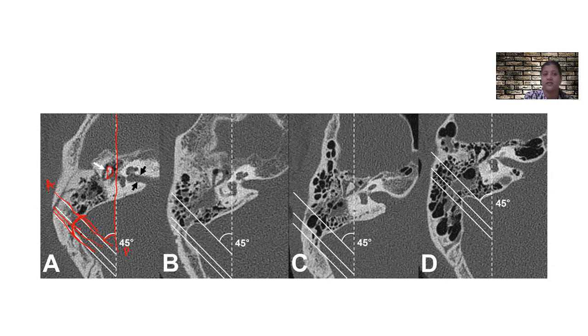Now, if the pneumatization of the air cells is extending only up to the first line, then you call it non-pneumatized or poorly pneumatized mastoid. If it is extending between the first line and the second line, it is partially pneumatized mastoid. If it is extending beyond the second line into the third line, it is pneumatized mastoid. And if it is extending beyond all three lines, it is called completely pneumatized mastoid. So depending upon the sigmoid sinus also, you can categorize the pneumatization of mastoid.